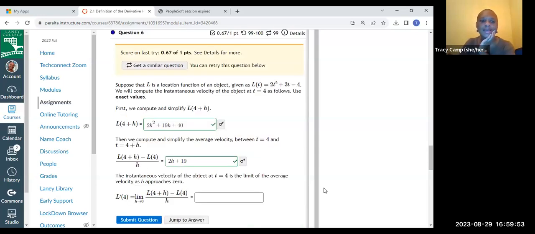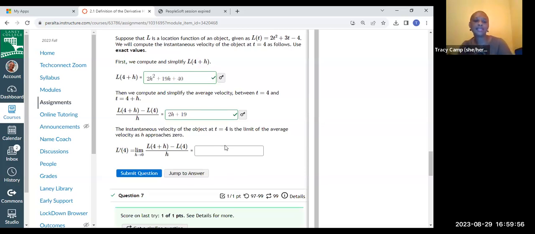We're almost done. The last part says the instantaneous velocity is the derivative. It's the limit as h approaches 0 of this 2h plus 19. So all I have to do now is plug in 0 for h. I get 2 times 0 plus 19, which is 19, and that's my answer. And I'm done.